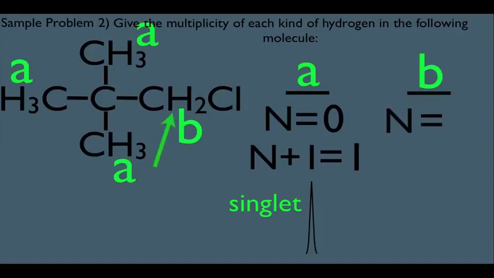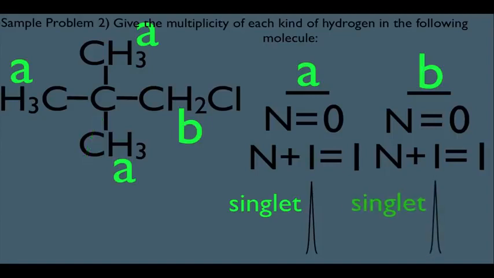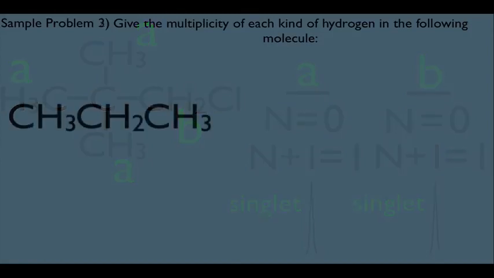Well, here they are right here, the B hydrogens. Notice they are directly connected to this carbon right here, making this carbon the neighboring carbon. And again, that carbon has no hydrogens on it, so the N value is going to be 0, which therefore, plugging into the formula, 0 plus 1 equals 1, so the B hydrogens would actually appear as a singlet on the H-NMR. Let's look at another example here.